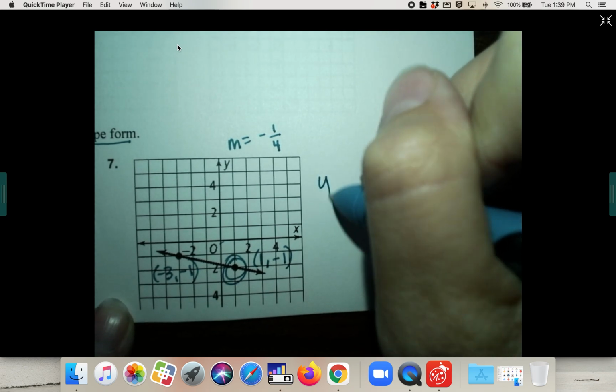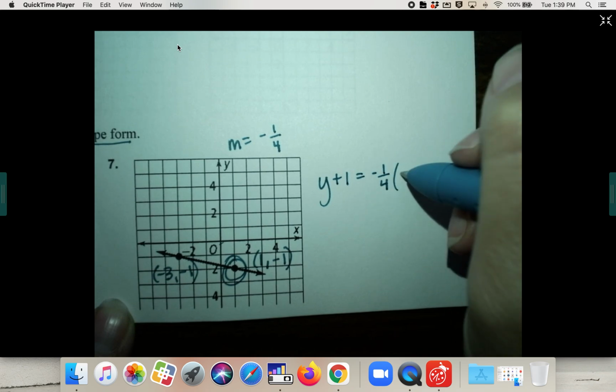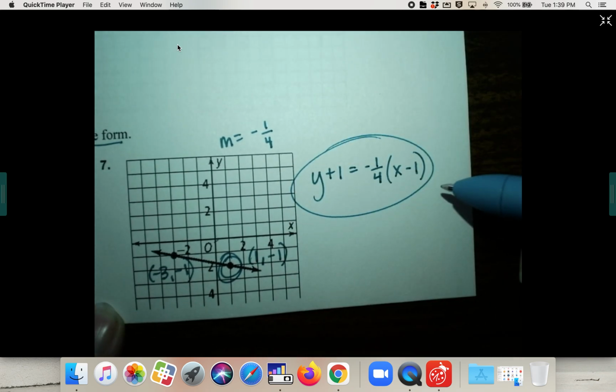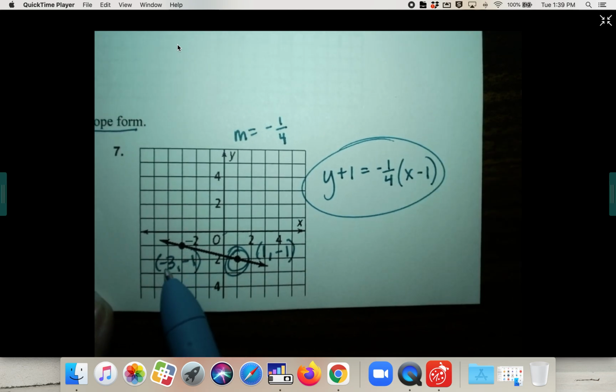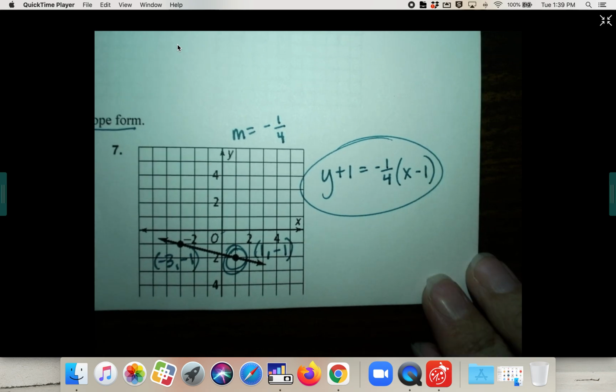So I'm going to do y plus 1 equals -1/4 times the quantity x minus 1. And again, that's not the only answer. If you use -1 and -3, that would change this number and this number. And it's still correct. All right, last page.